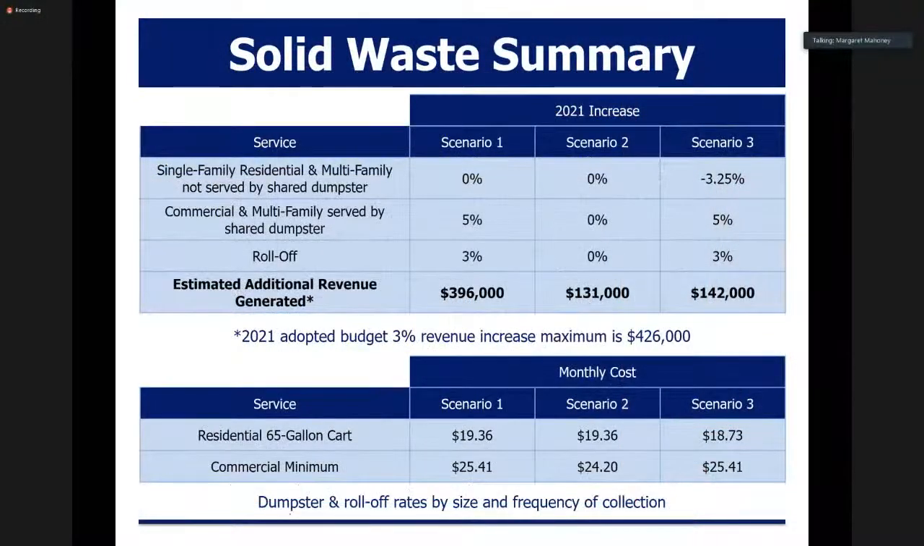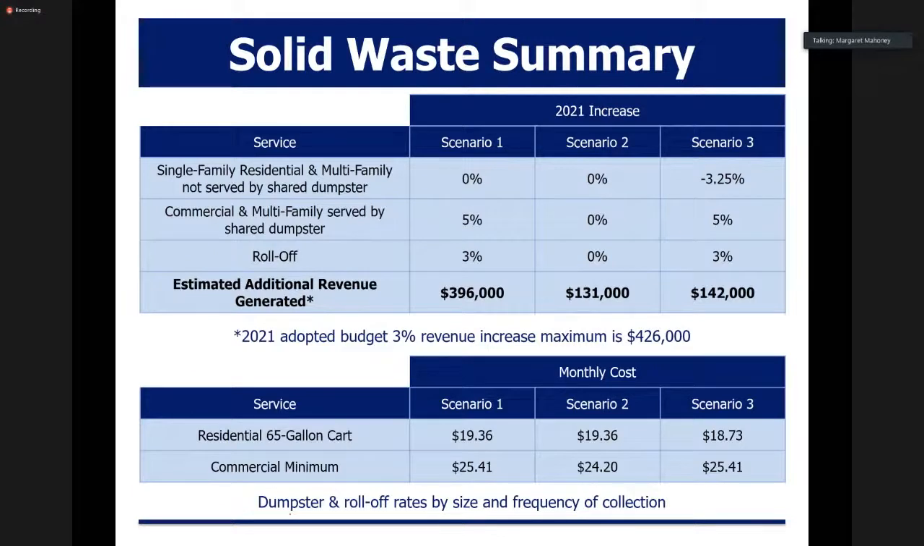And then the bottom table there is a sort of a residential average cost. If you were to look at a single family residential rate with a 65 gallon cart, which is what the previous slide with the comparisons were based on, by scenario, it gives you the amount that the ratepayer would pay per month.